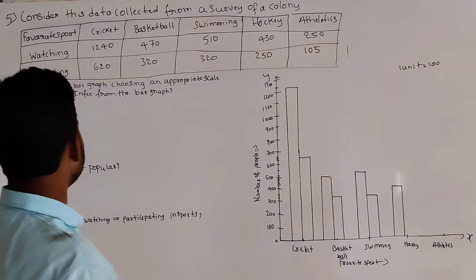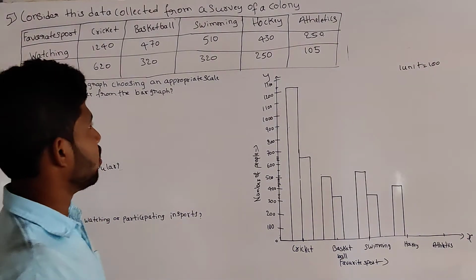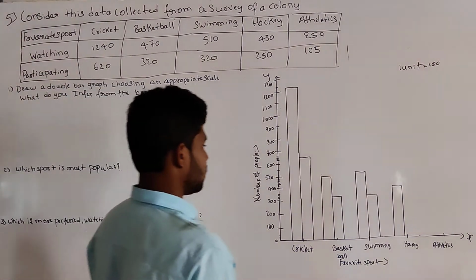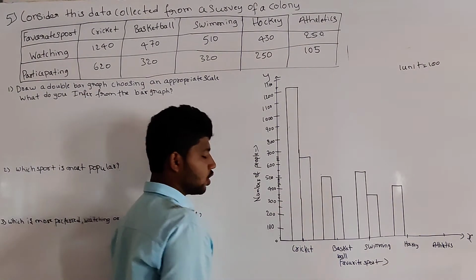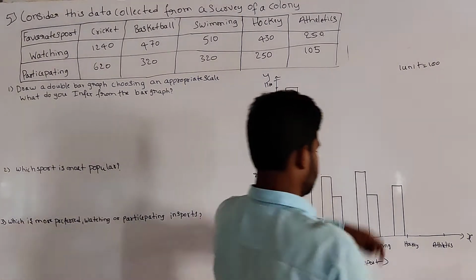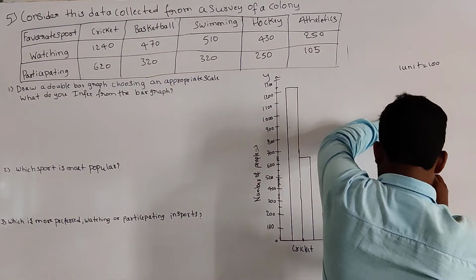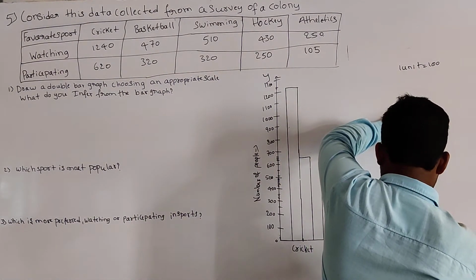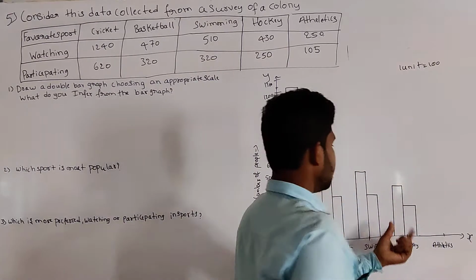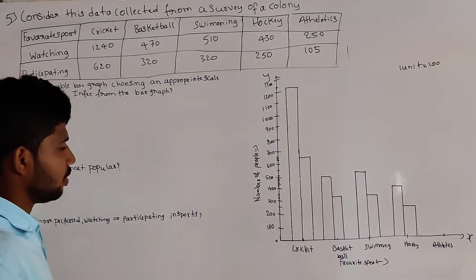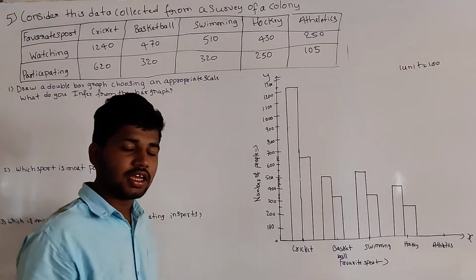Coming to the number of people participating in hockey, it is 250. You will get 250 in between 200 and 300.